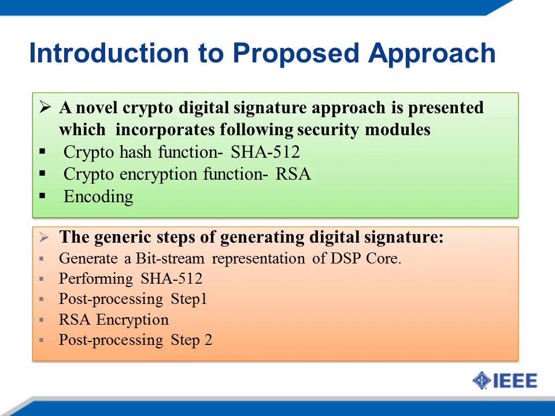The generic steps of generating the digital signature include the following. The first is to generate a bitstream representation of a DSP core. Second is to perform SHA, which is secure hashing, on the bitstream generated. Then it performs some post processing, followed by RSA encryption, which is the place where we actually encrypt the hash using a private key, and then we follow that with another post processing. A very important thing to note here is that in the case of generating a digital certificate or a digital signature, the modules are actually signed off with a private key and not with the public key as we generally have in the case of RSA.